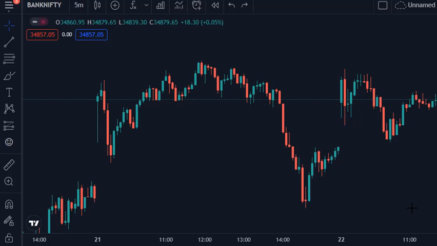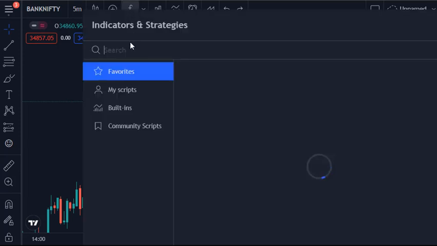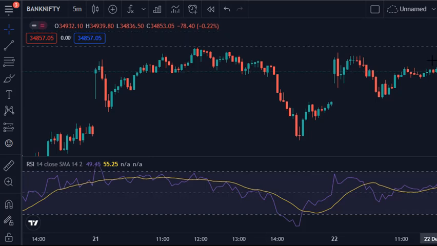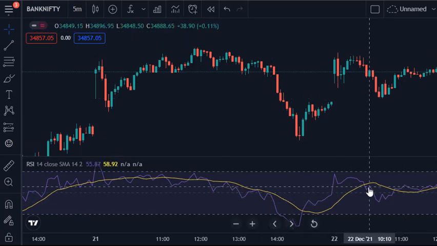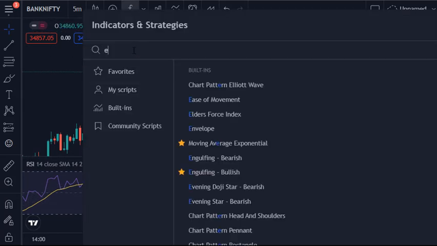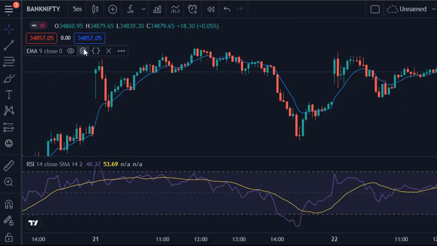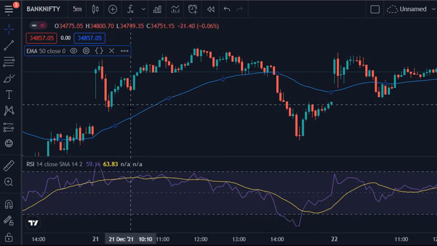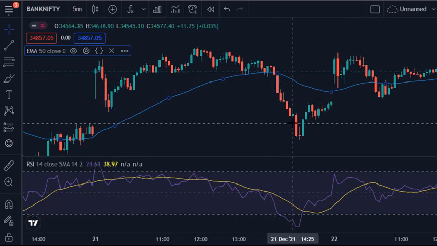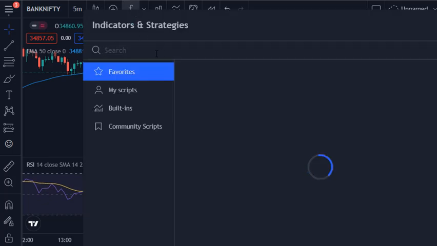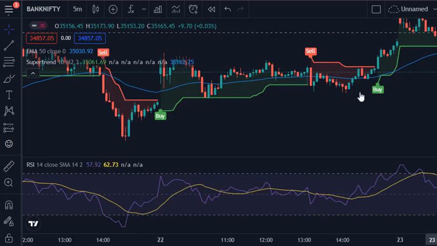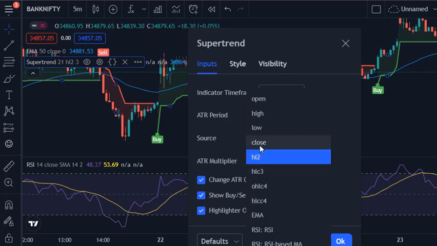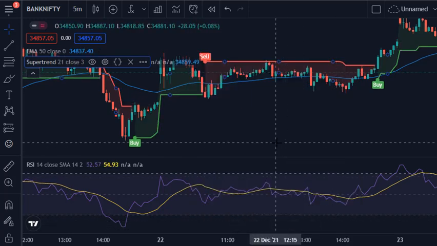Here we are using the TradingView platform. First you have to select the RSI indicator from the indicator section with default settings. Then you have to select the EMA indicator, then go to the settings and change its length to 50. After that, you have to select the Super Trend indicator. Then go to the settings and change its ATR period to 21 and select source as close.